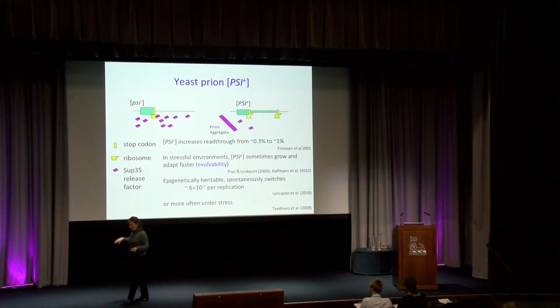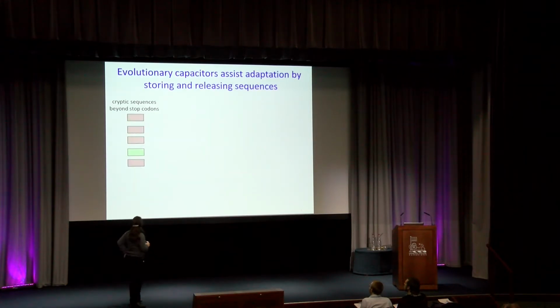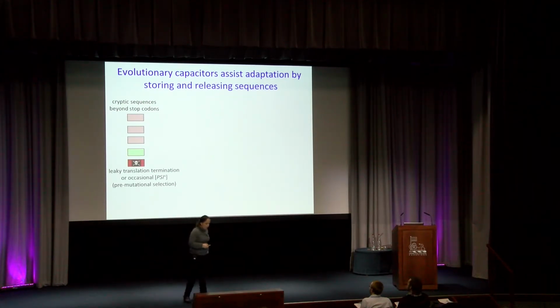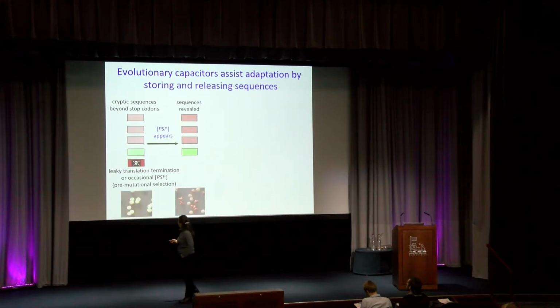Anyway, yeast have dozens of these prions. They have an intricate non-DNA-based inheritance system, all of which involves turning proteins on and off. So anyway, the way it works is you have these cryptic sequences beyond the stop codon. We have this pre-mutational selection, whether it's because of the basal levels of leakiness or whether it's because this prion turns on every once in a while.